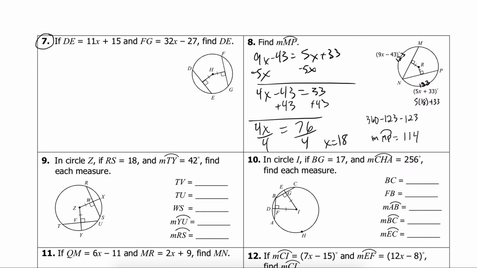Just let me check my math really fast. Oh dear, I've made a mistake, haven't I? Just a little one. Let's go back and fix that. Okay, when we divide by 4, we actually don't get 18. We get 19. So when we plug it in, we get 128. Okay, so 360 minus 128 minus 128 is 104.